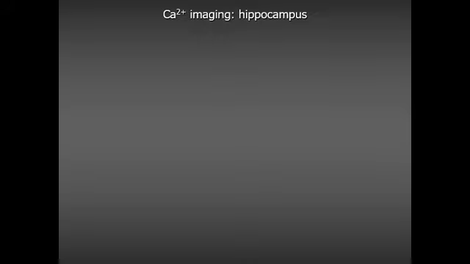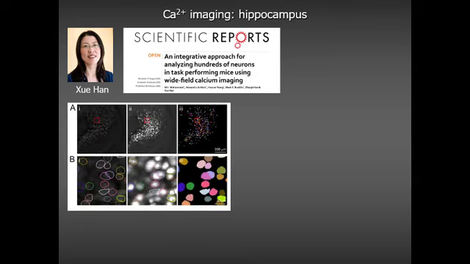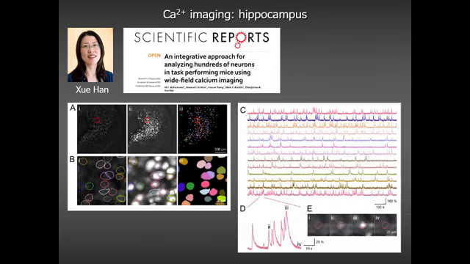Now we can also image deeper using the same calcium sensors, but the problem is that the penetration is limited. So the way it's normally done is that we need to remove tissue on top. Here's a very impressive paper from Xue Han at Boston University. They're looking at the hippocampus through a cannula. They take out a piece of cortical tissue and install a cannula, and now they can look through. Here they look at the surface of the hippocampus.